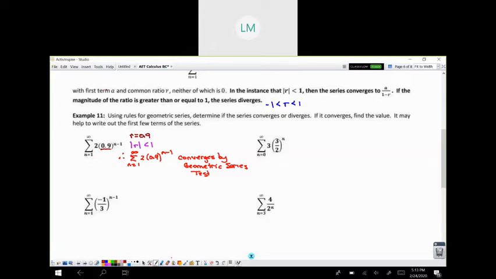Now we can find what it converges to. S is equal to my first term, a, over 1 minus r. First term, plug in 1 for n, and we get 2 for the first term, over 1 minus 0.9. So we have 2 over 1/10, which gives me that the series converges to 20.